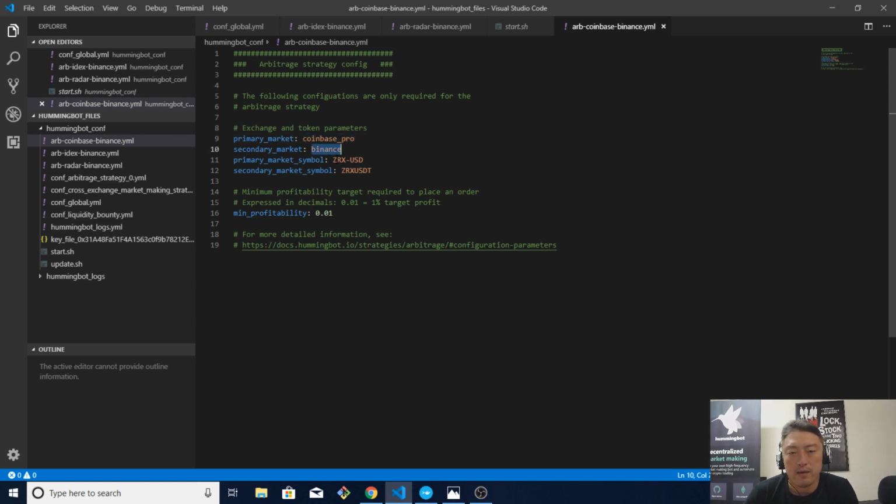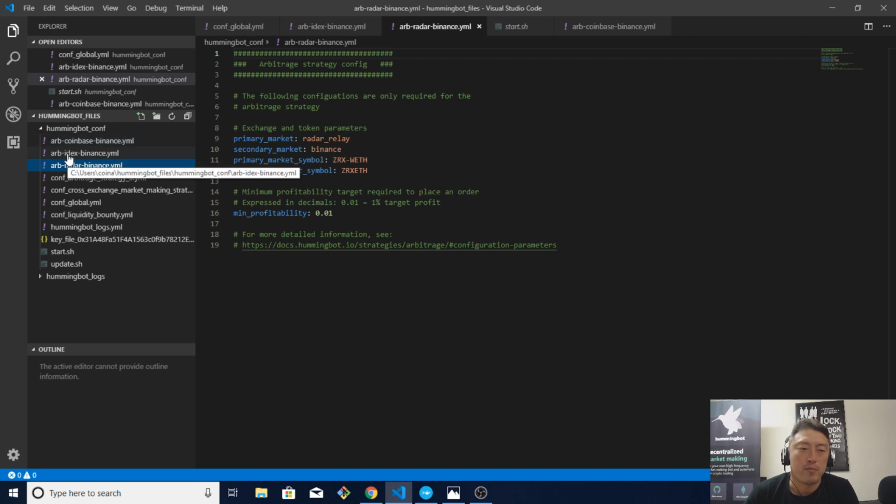This one, because Coinbase doesn't have a 0x to Ether trading pair, I'm using their US dollar pair, and on Binance, it's the 0x to Tether pair. And finally, here's another one for Binance and Radar Relay. Same thing. What I like to do is rename these files so it's easier for me to load the right one from the Hummingbot client. So let's go ahead and load some of the other files and see what the arbitrage looks like across different exchanges right now for this pair.